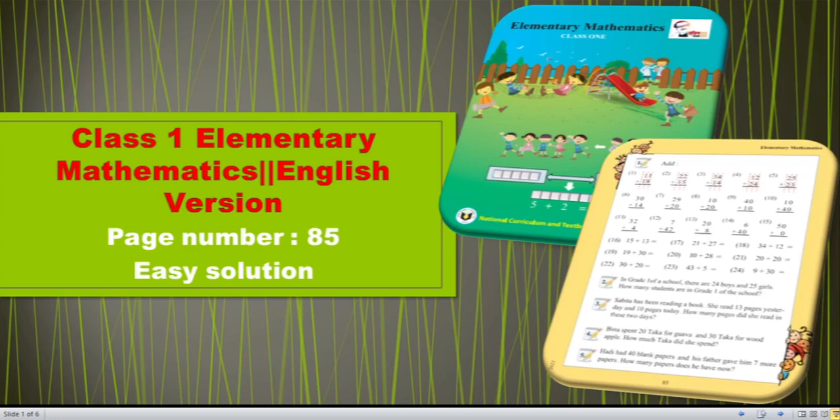Little students, today I will try to discuss your elementary mathematics books. I will try to solve all the questions of page number 85. So let's start the class and try to solve some questions.